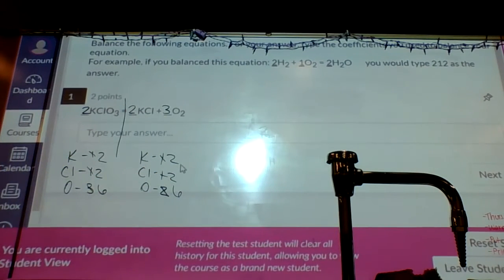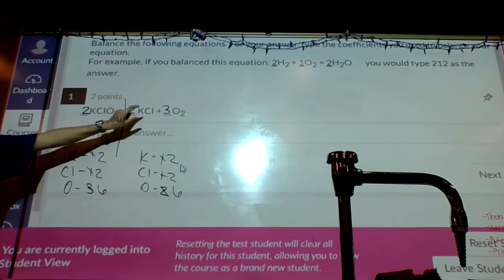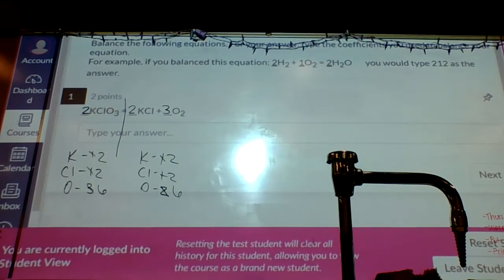Okay, so if I were to type my answer in, I would type 2, 2, 3. No spaces, no commas. I just need you to type in here 2, 2, 3, because those are the coefficients that I used to make that equation balanced. Okay, let's move on to the next one.